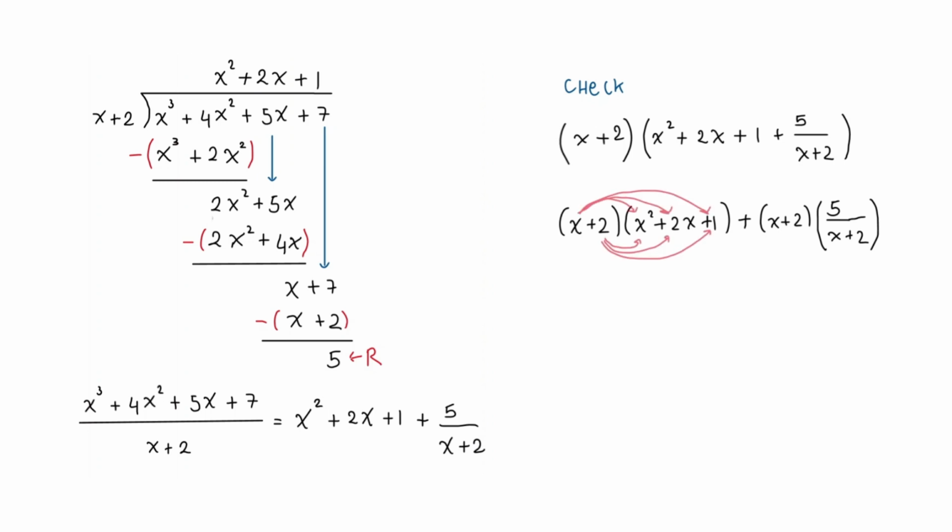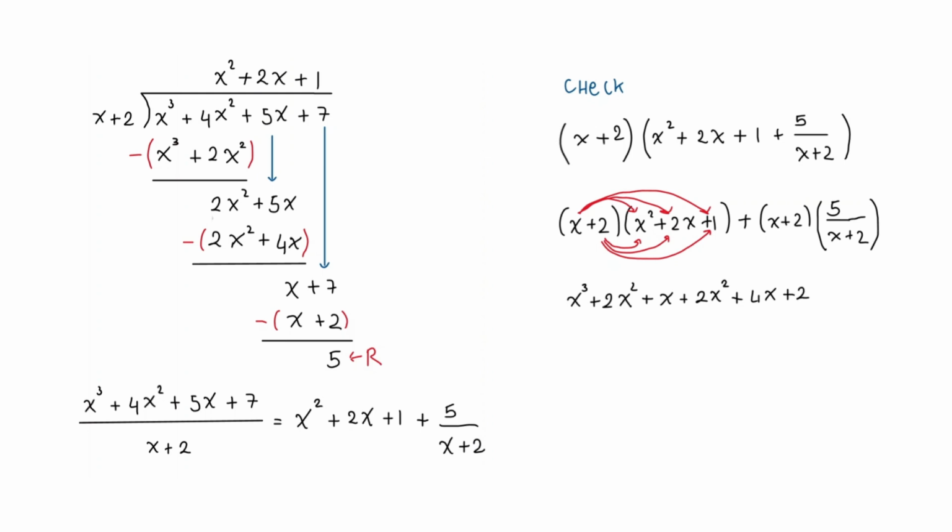Now let's expand the first part. X multiplied by x squared is x cubed. X multiplied by 2x is plus 2x squared. X multiplied by 1 is plus x. 2 multiplied by x squared is plus 2x squared. 2 multiplied by 2x is plus 4x. 2 multiplied by 1 is plus 2.